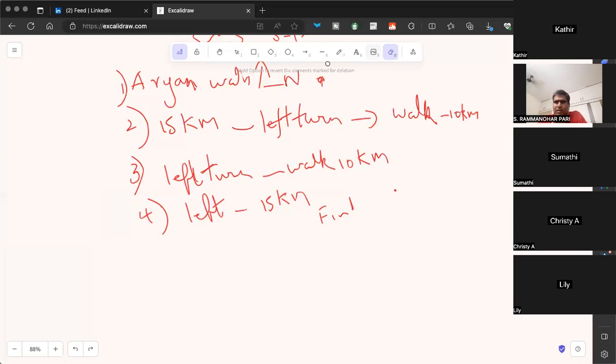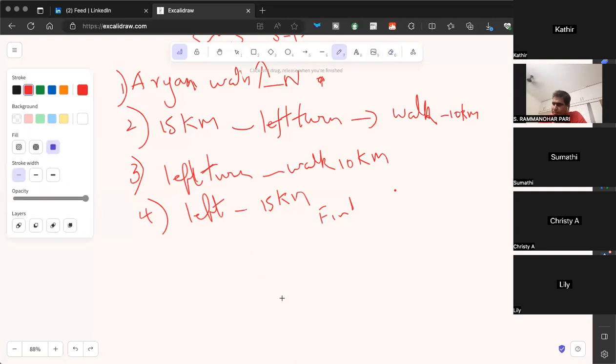First, how is he starting? Towards north. Now how many kilometers is he traveling? 15 kilometers. After 15 kilometers, what is this guy doing? He's turning left. How long is he going? 10 kilometers.